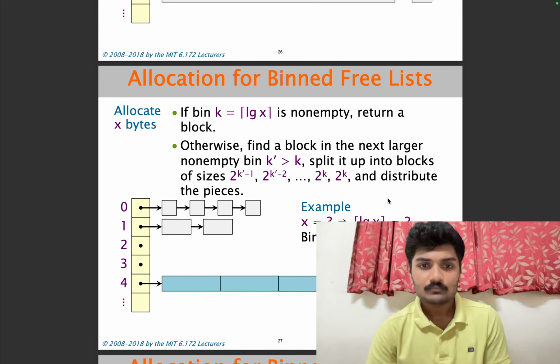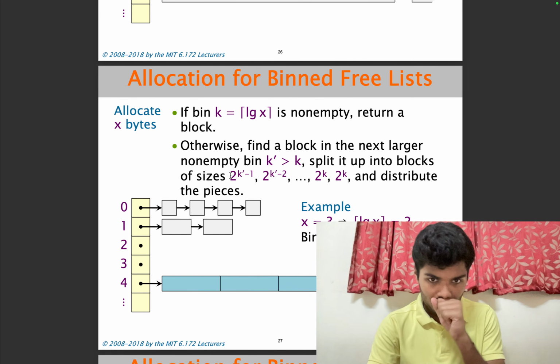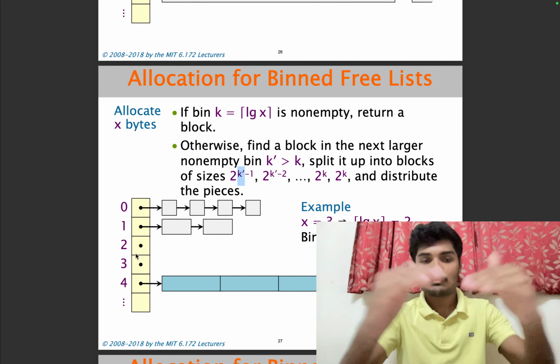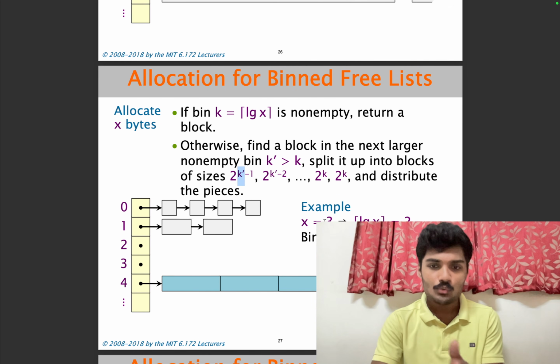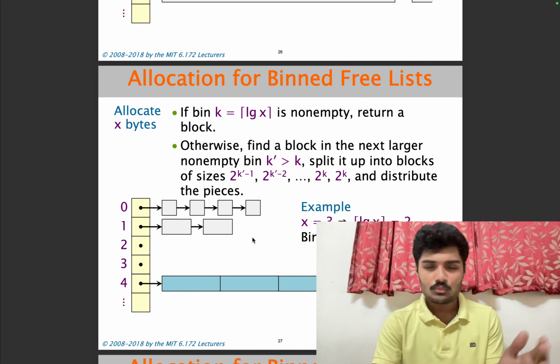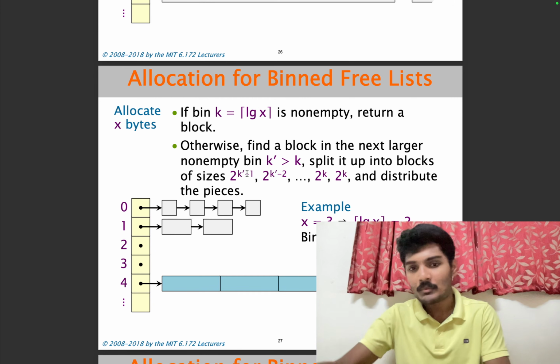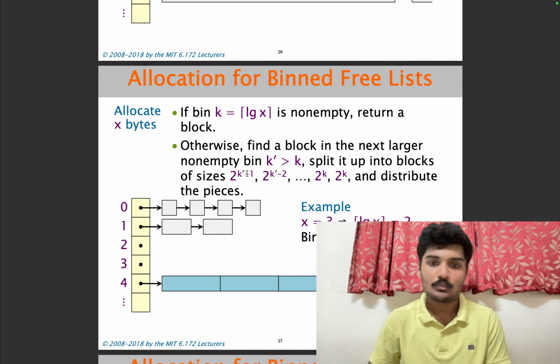Sorry. So here's what we do. We break it into 2 to the power k prime, where k prime is the next best memory size that we have found. So that's what we are going to break it into.